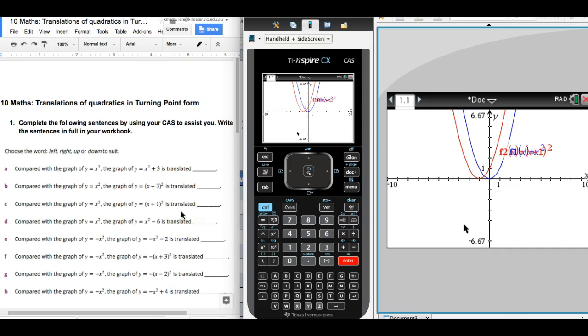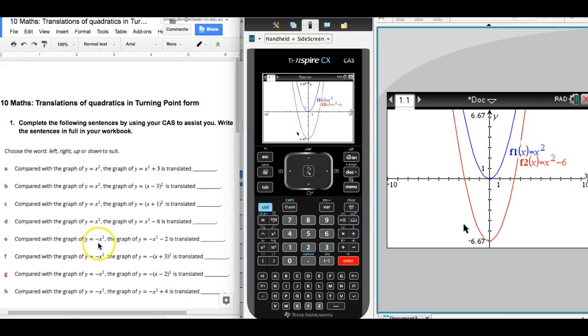All right, the last one. You're probably thinking we've done up, we've done right, and then left. So the next one is x squared minus 6. The only option left is to go down, and there it is. So it's moved down 6. They're the 4 that move: left, right, up, down.